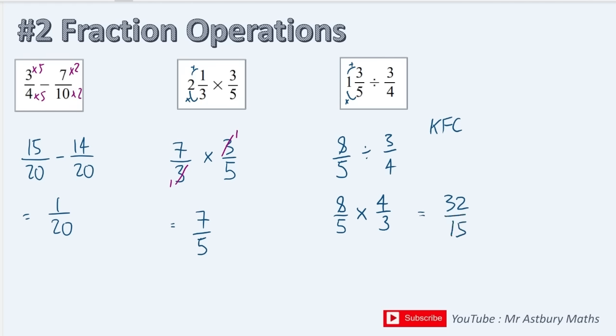And then quite commonly, they'll ask you to convert it back into a mixed number. So how many 15s go into 32? Well, 15 goes into 30 twice, and 32 will have 2 left over.